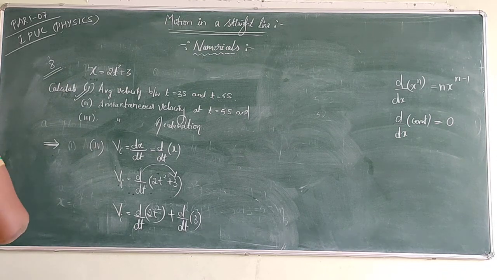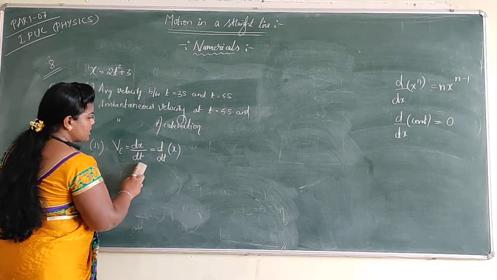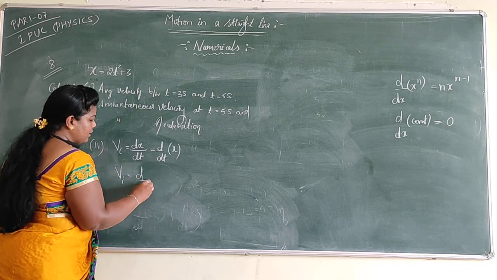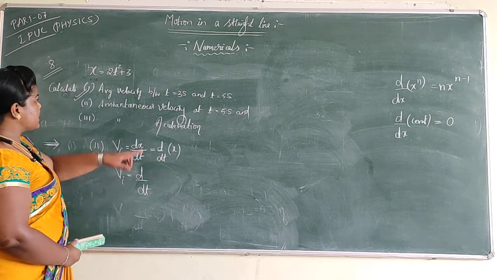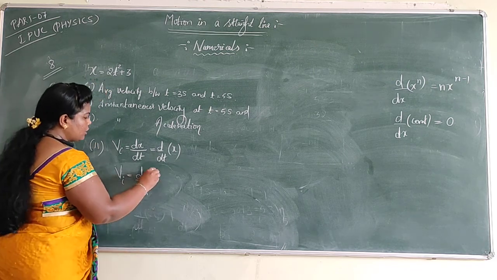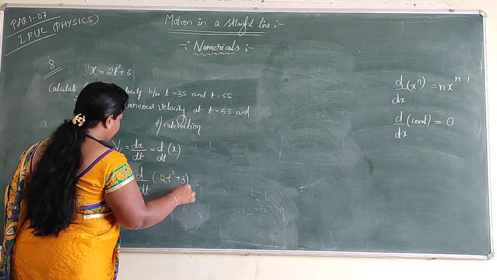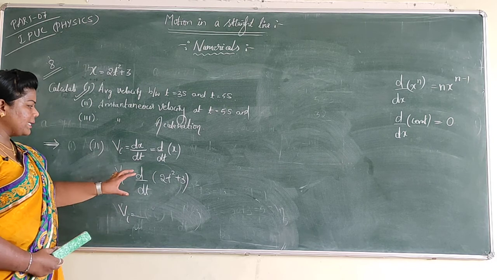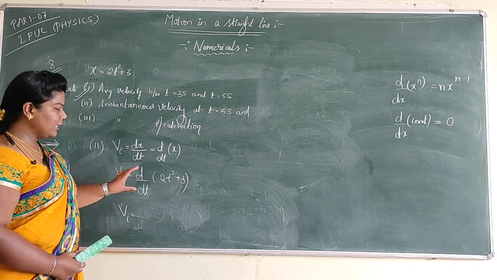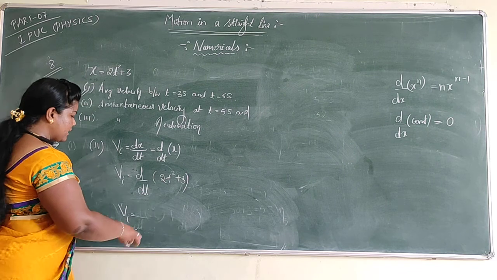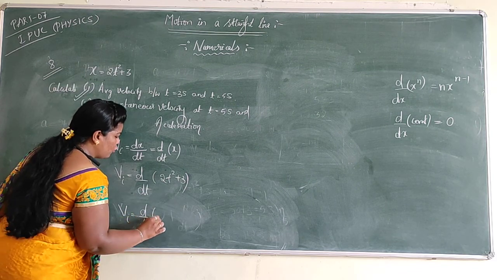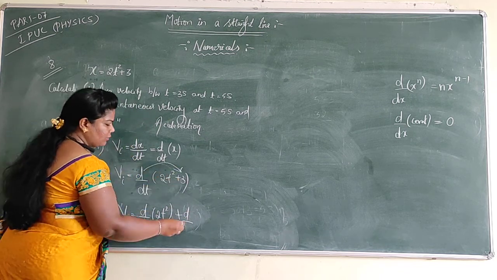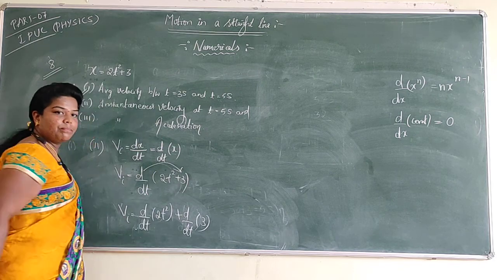So I am just going to write the values again here. Dear students, you can observe it carefully. Vi is equal to d by dt of x. What is x which was given in the question? It was found to be equal to 2t square plus 3. Now Vi is equal to d by dt of 2t square plus d by dt of 3, multiplying d by dt with both terms.